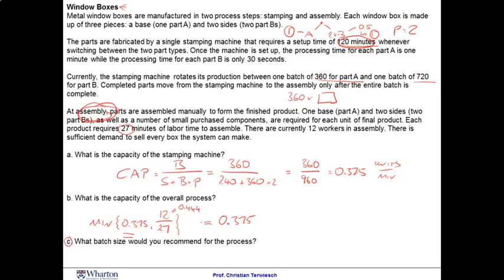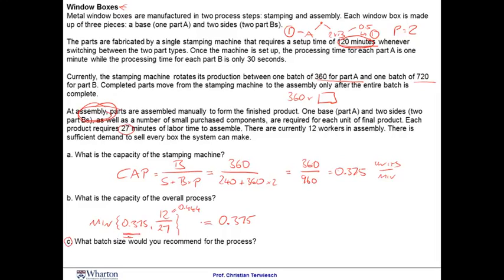All right, the last question here, part C, asks us to pick a batch size. And so I would first ask you to think about the following questions. Are the current batches too big or too small? Now, why would they be too big? Well, if they're too big, that means the bottleneck is somewhere else in the process, and we can afford to lower the batch size. But here it's the opposite.